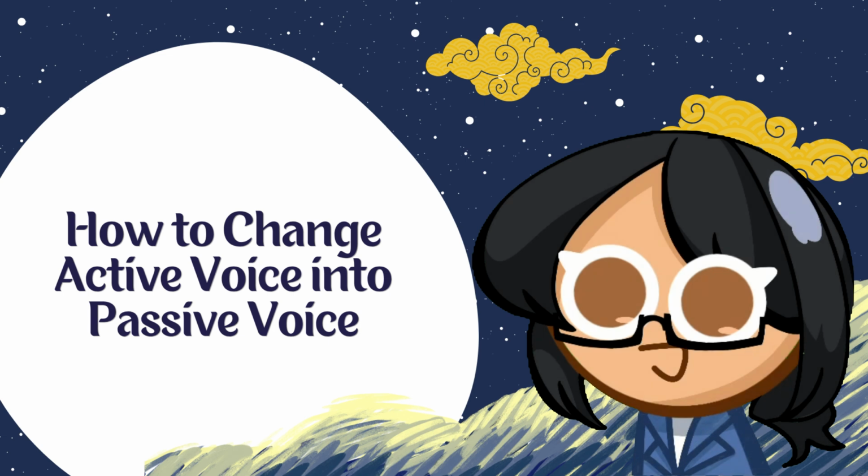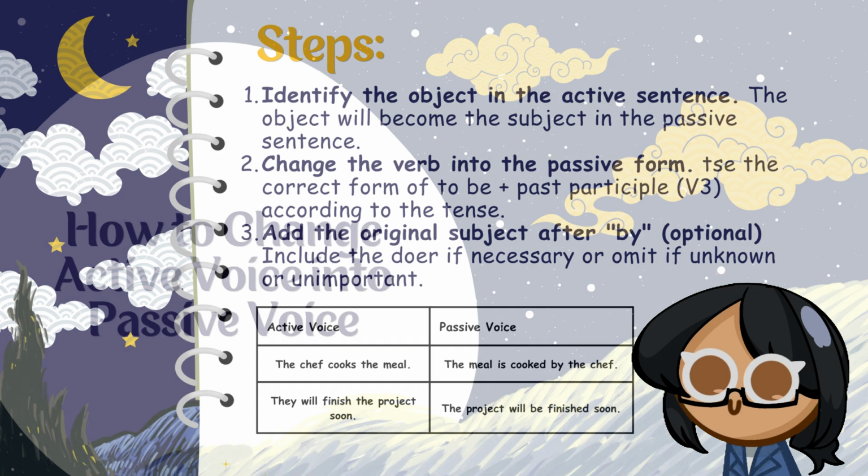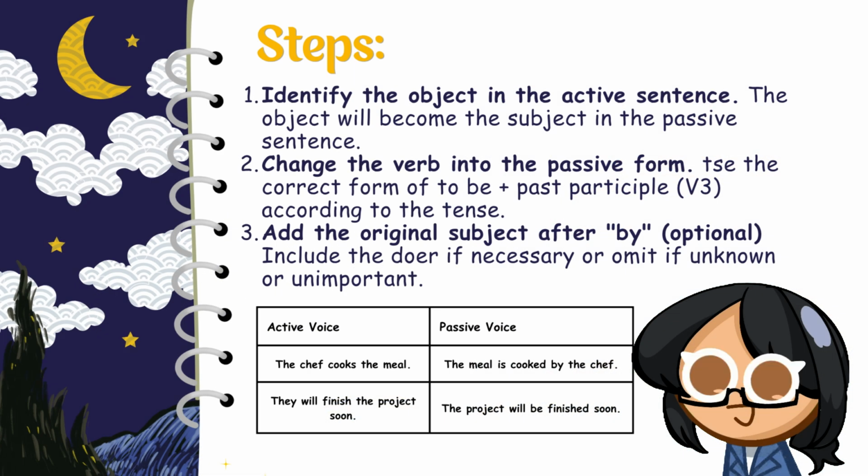Now, let's look at the simple steps to change an active sentence into a passive one, as shown in the slide. The first step is to find the object in the active sentence. This object will become the subject in the passive voice. In the example, active: the chef cooks the meal. Here, the meal is the object, so it will become the subject in the passive voice.